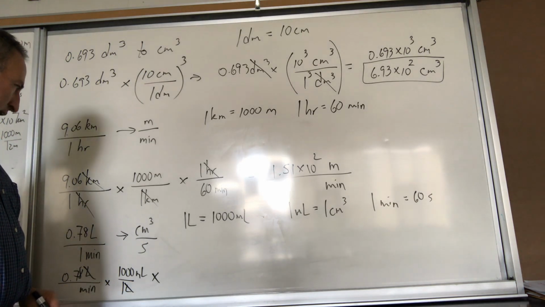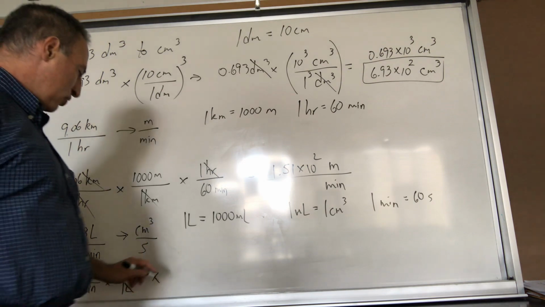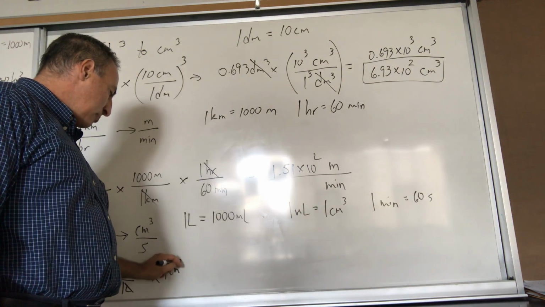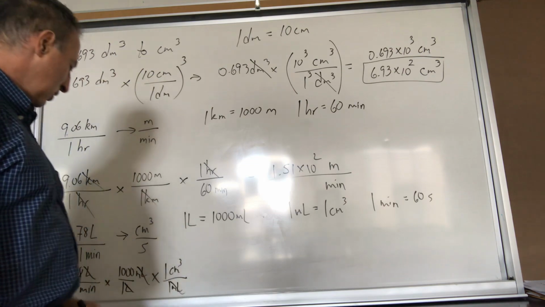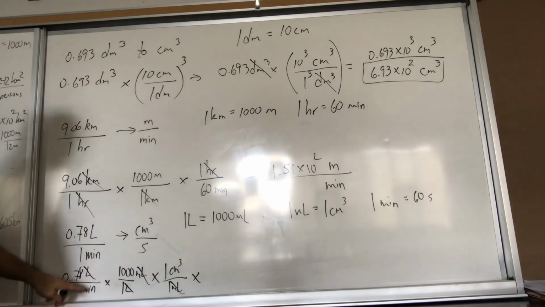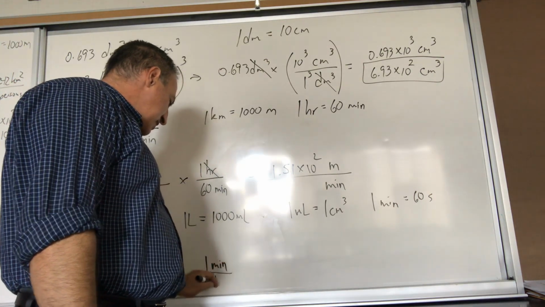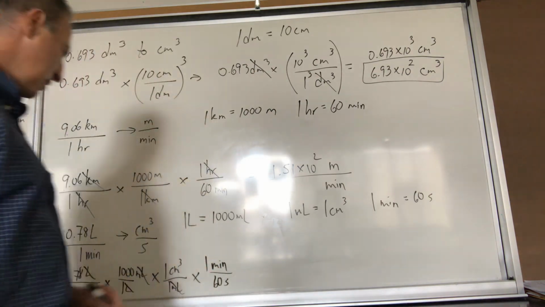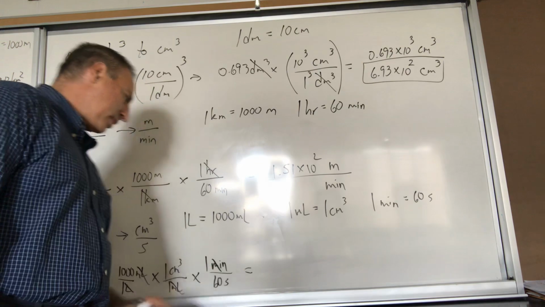Then I want to convert milliliters into centimeters cubed, so I know there's 1 centimeter cubed per 1 milliliter. So milliliters go. And then I'm going to try to get rid of minutes. I know that there's 1 minute for every 60 seconds. And that allows me to cancel minutes. And now I worry about the numbers.